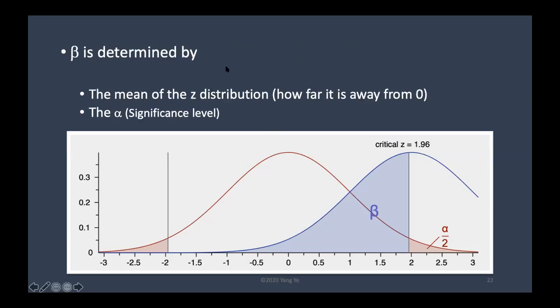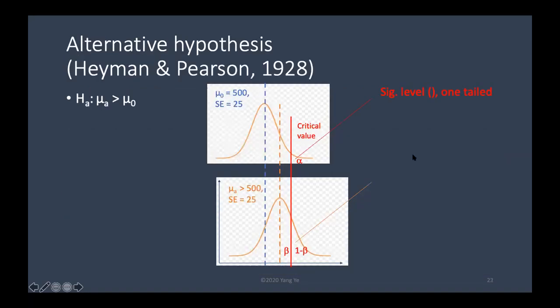So you can see that the beta here, which is the area to the left cut off by this critical value set by half of alpha, is determined by, first of all, where the z distribution is, which is the mean. The mean here is actually 2, not 1.96, as I pointed out earlier, how far away it is from 0, and also by alpha. Okay? If we set the alpha a little bit larger, then the beta will also be pushed back to the left. So again, this is the way to represent the alternative hypothesis, assuming that the alternative hypothesis is true.